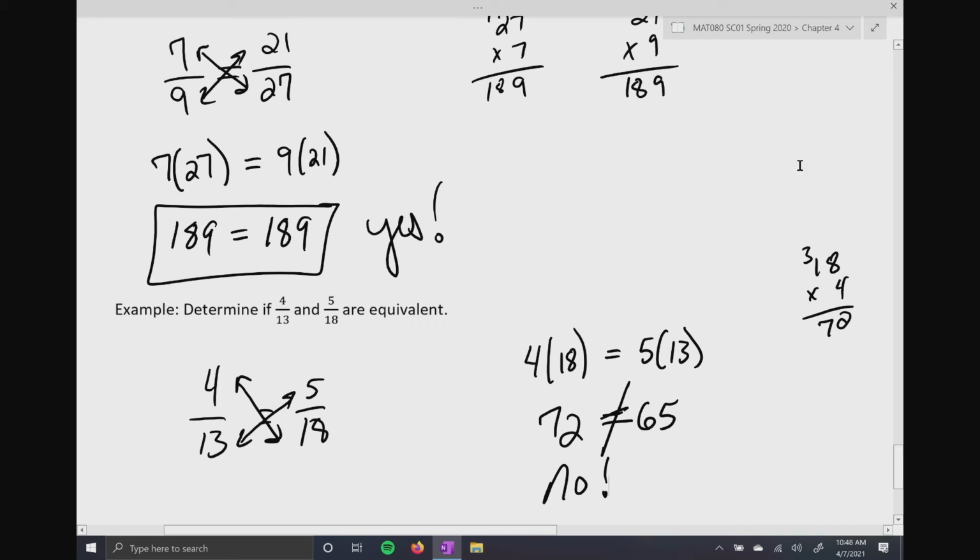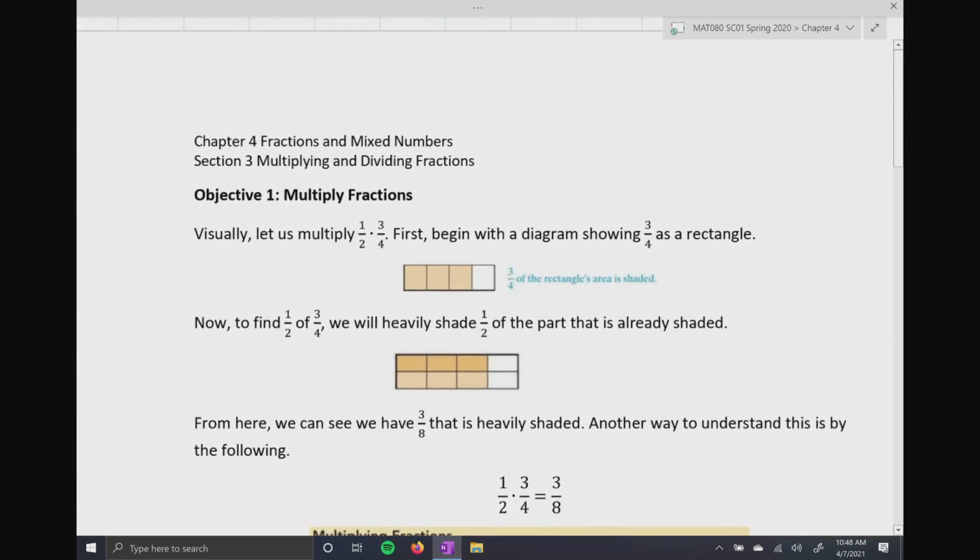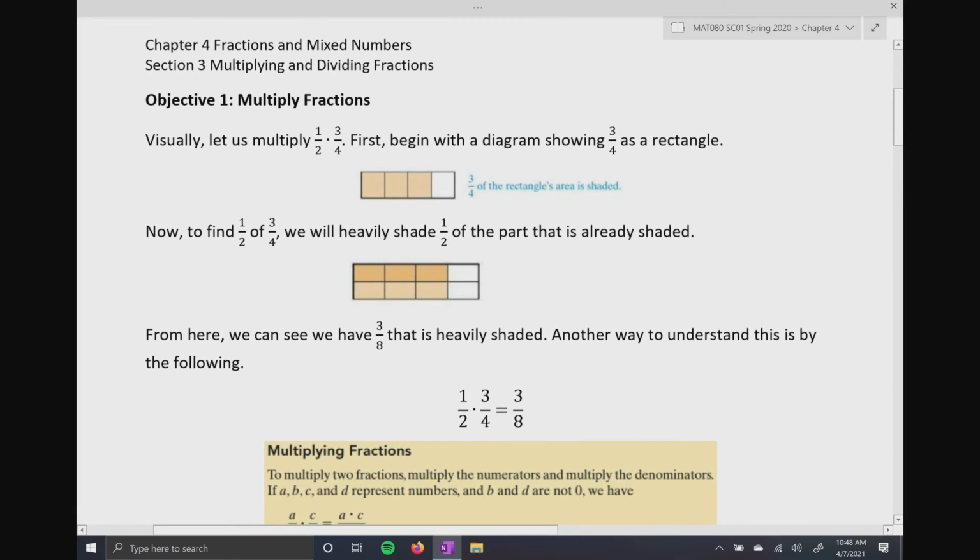All right, well, I know this is going to sound crazy, but section 3, multiplying and dividing fractions, very, very easy. All right? It's super simple. Because all you got to do when you multiply fractions is just go left to right. That's it. So let me show you what I mean first.